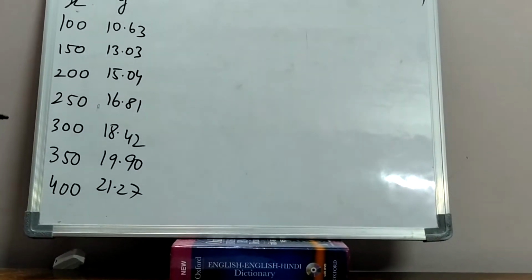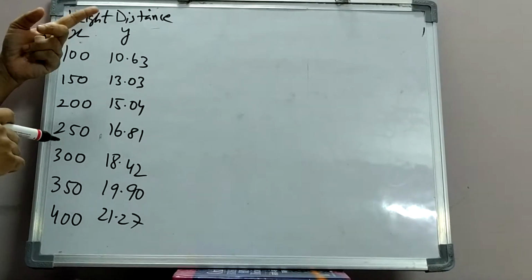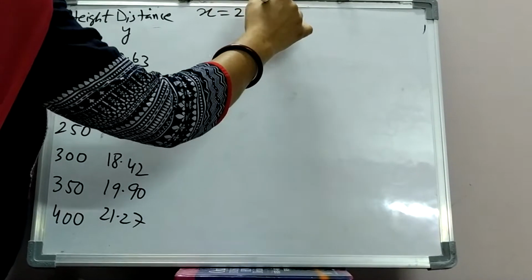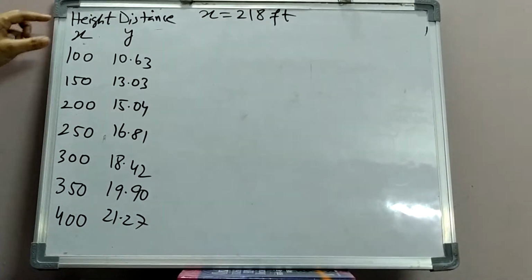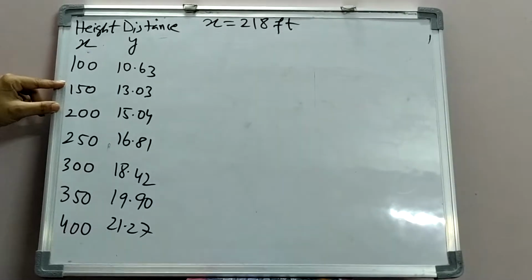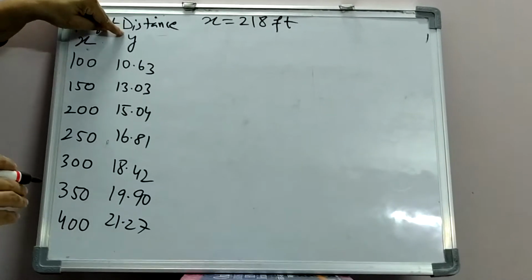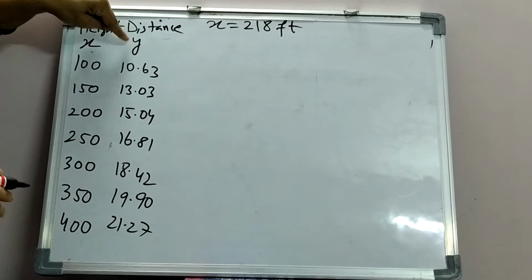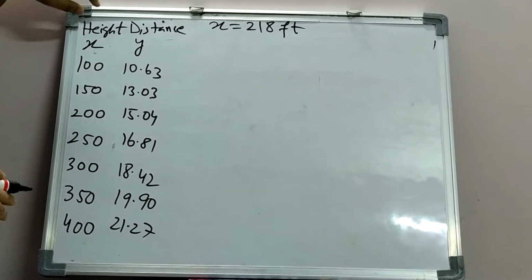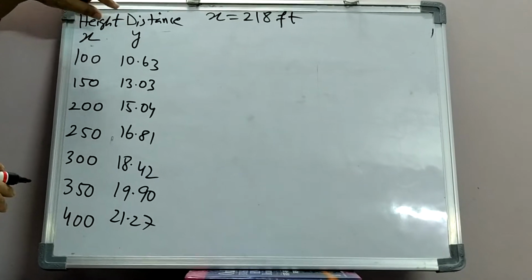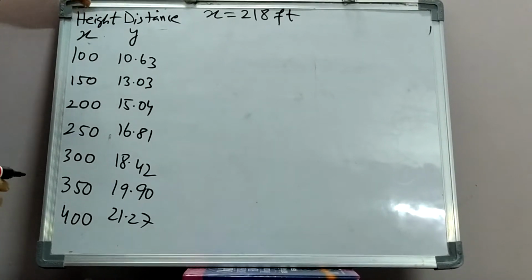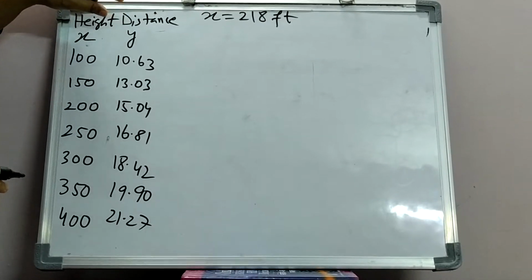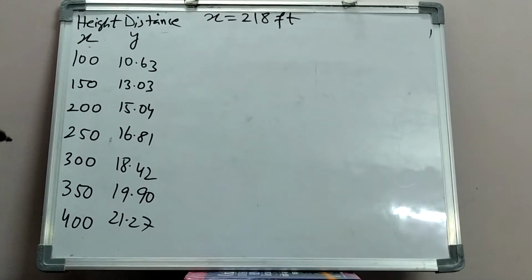So the problem is to find out the value of y when x is equal to 218 feet. X is the height in feet above the earth's surface. Y is the distance in nautical miles. What is this distance? This is the visible distance from this x height of the horizon, meaning the place where the earth and sky seem to meet.